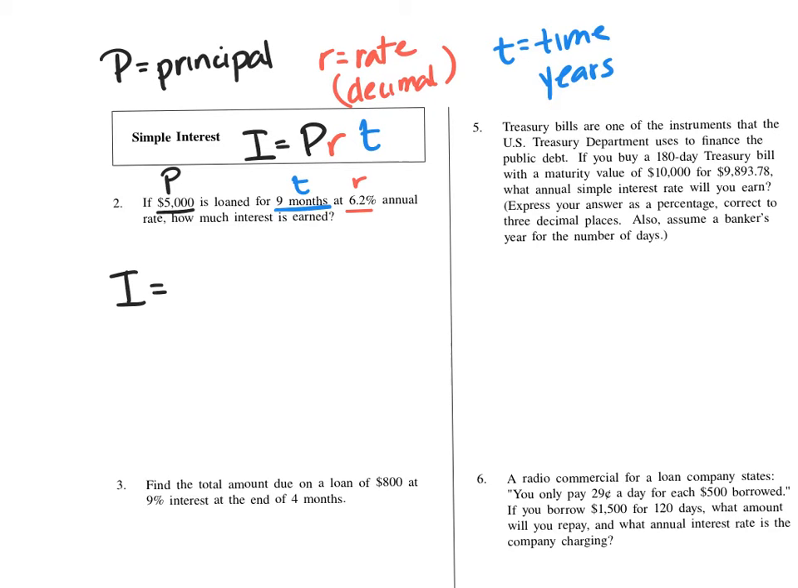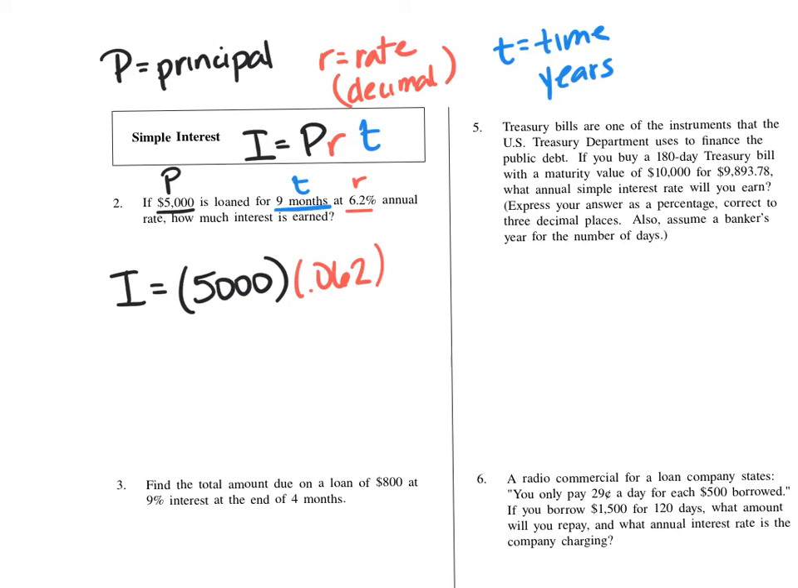So if I is equal to PRT, we have I is equal to 5,000 times your R, which is 6.2% expressed as a decimal. You can divide that by 100 if you need to, or if you know how to do decimals, you always move it 2 places to the left. So that'll be equal to 0.062 as a decimal. And then our time is 9 months.